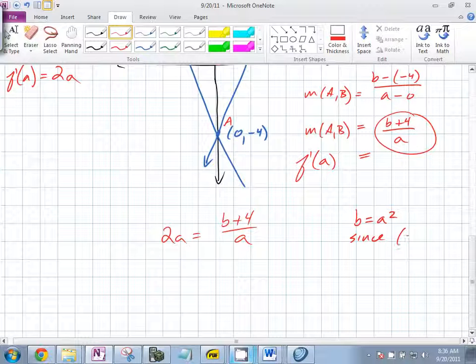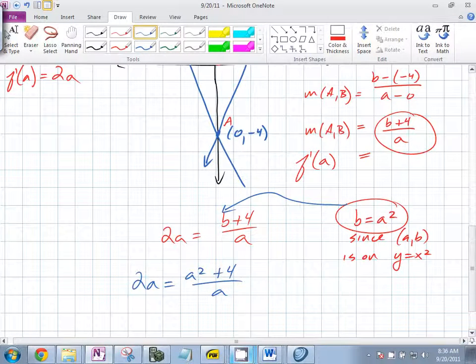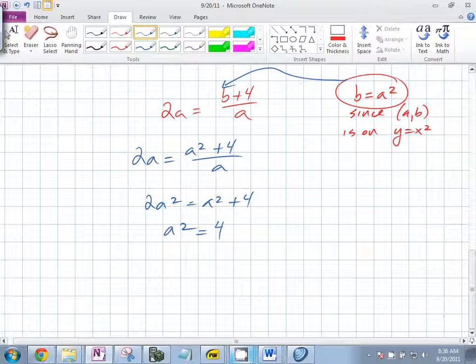Since (a, b) is on y equals x squared, b equals a squared. So what can we do with this? Where do we put that? In for b. So 2a is equal to (a squared plus 4) over a. Therefore 2a squared is equal to a squared plus 4. So a squared is equal to what? 4. Yep. So a is equal to plus or minus 2.